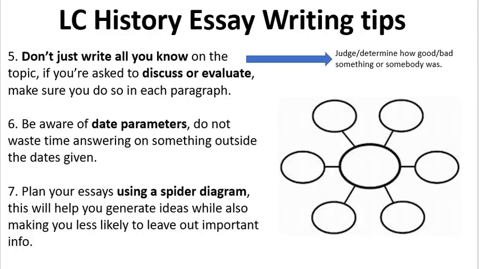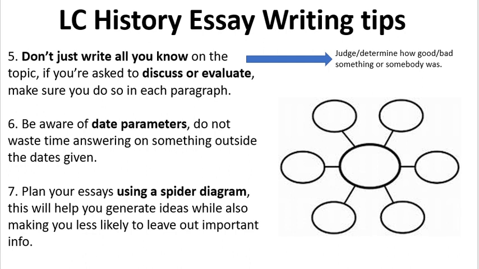Tip 6, a simple enough one: be aware of date parameters. You're not going to get many marks for going outside the date parameters given. So if you're given dates to talk about something between 1905 and 1920, try to stick to those date parameters, inside those dates. If you start talking about something that happened in 1925, you're not going to get many marks for that.